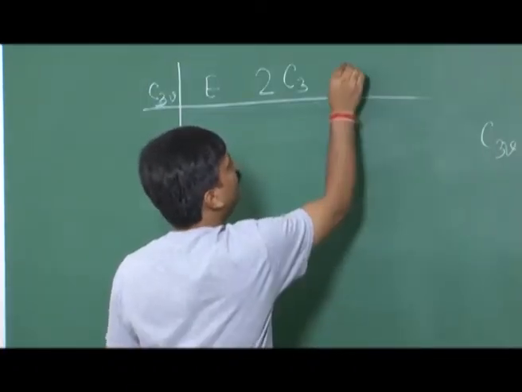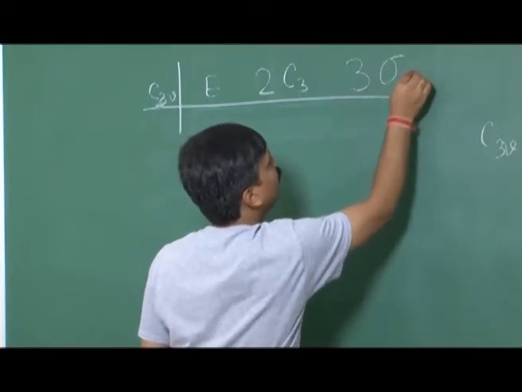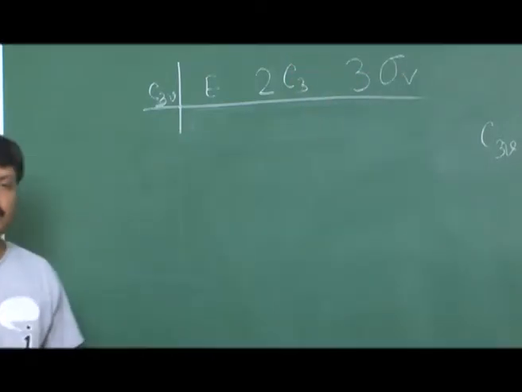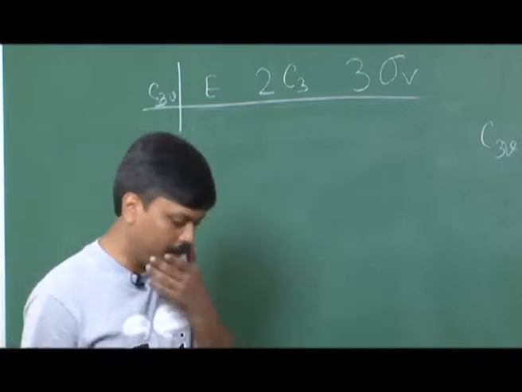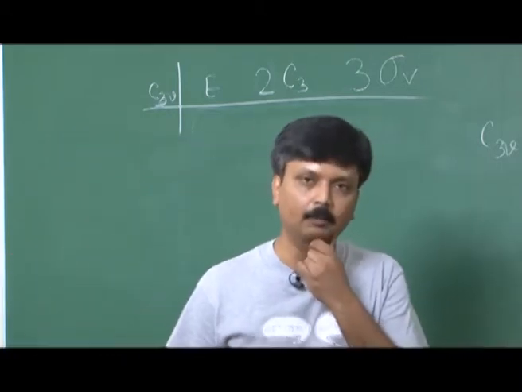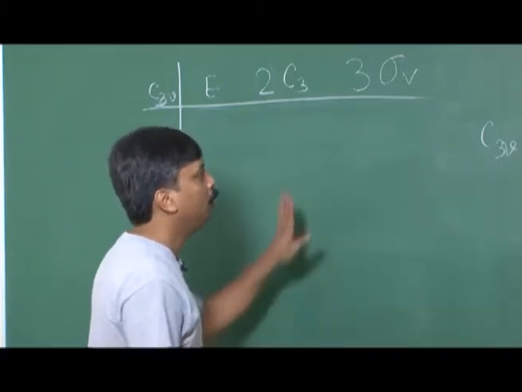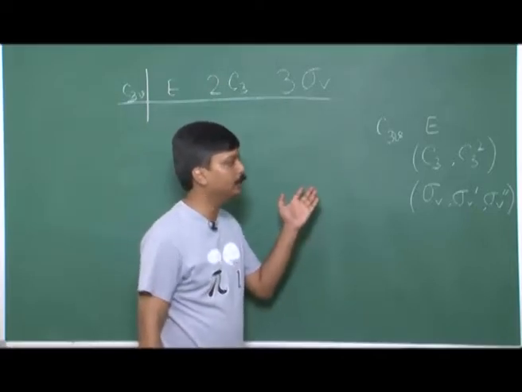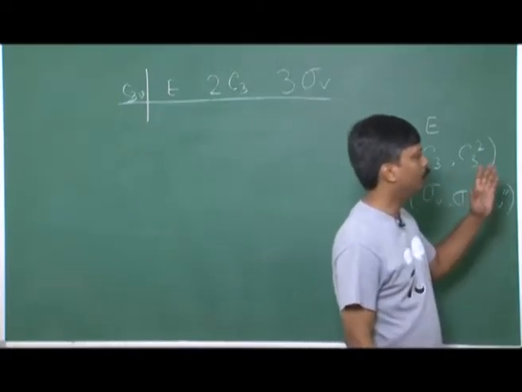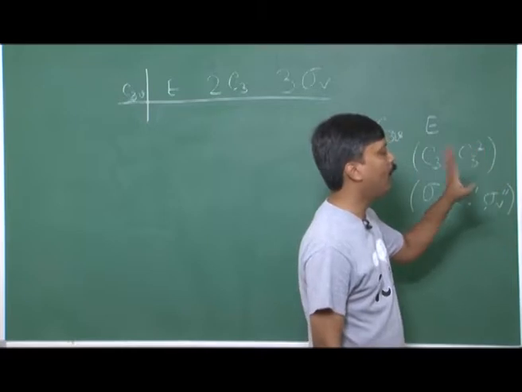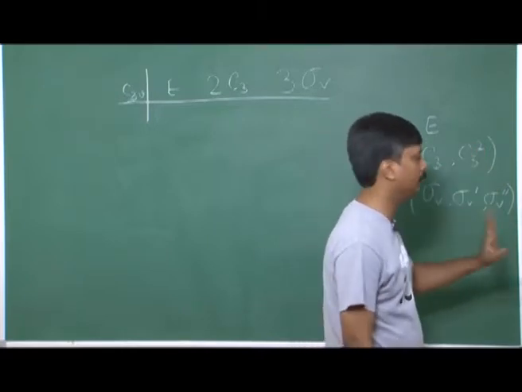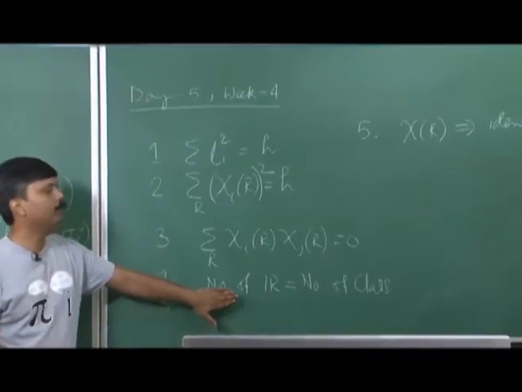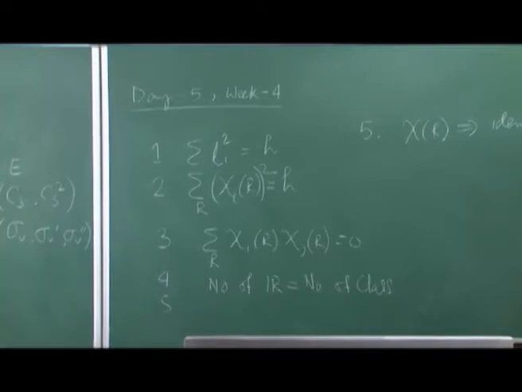Similarly, I will have 3 sigma v's, and now with this we have to form the character table of C3V. What we learned in the last class is that first we have to determine how many irreducible representations are possible. The number of irreducible representations is equal to the number of classes. So we have a total of 3 classes.